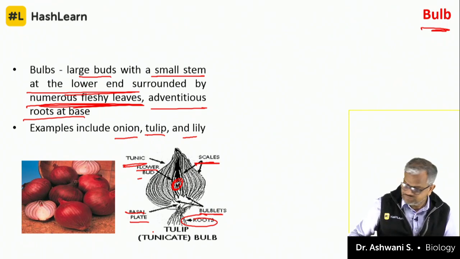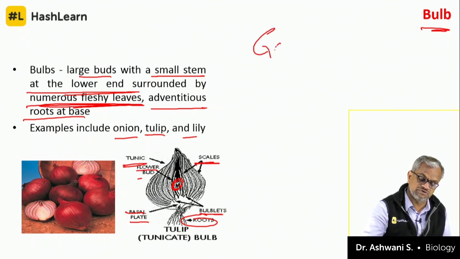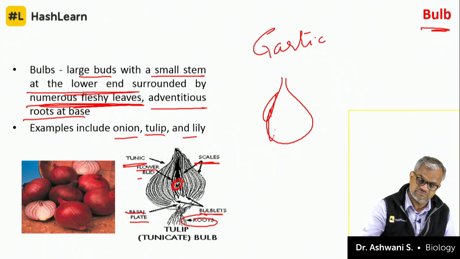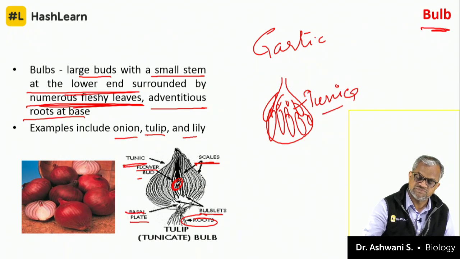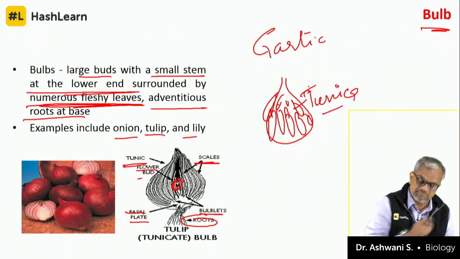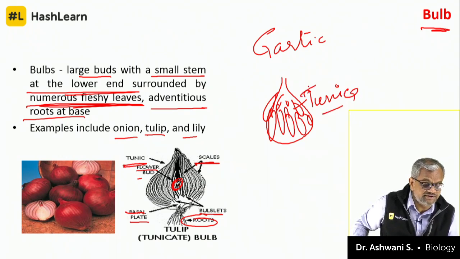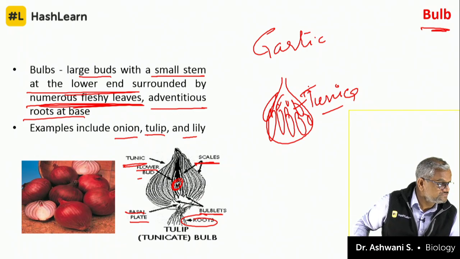Right? Same thing is applicable in case of garlic also. That individual is called as tunica. So it is called as tunicated bulb. People are getting it. You people are getting it. Yes.